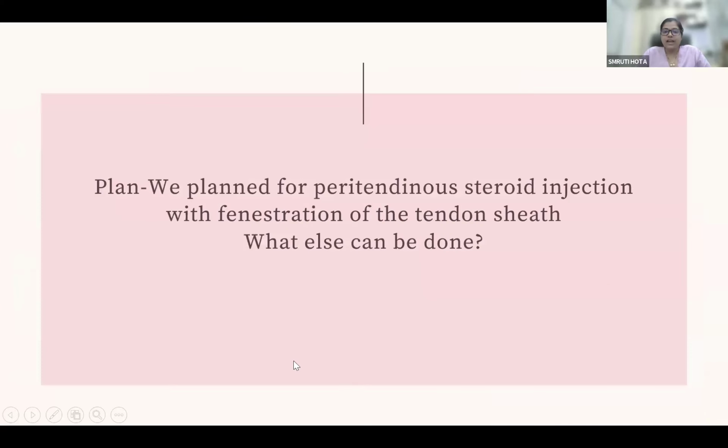So here we plan peritendinous steroid injection with, again, fenestration of the tendon sheath. In my practice, I have seen that fenestration of the tendon sheath is more effective than only giving a steroid injection, because sometimes De Quervain tenosynovitis recurs even after steroid injections. So fenestration of the sheath is a good practice. And what else can be done in this case?